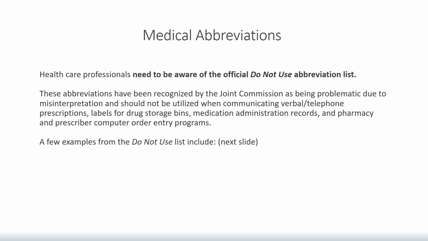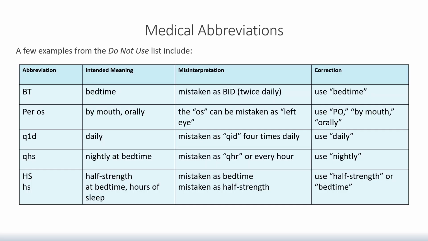You need to be aware of the official do not use abbreviation list. I did include a link to a PDF on our Moodle page that lists the JCAHO do not use abbreviation list. These abbreviations have been recognized by the Joint Commission as problematic due to misinterpretation, and really should not be utilized when communicating verbal telephone prescriptions, labels for drugstore bins, medication administration records, pharmacy and prescriber computer order entry programs. So familiarize yourself with the do not use abbreviation list just so you are aware when you are writing an order that you're not using an abbreviation that's not approved.